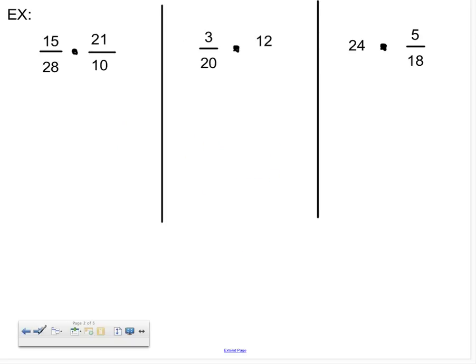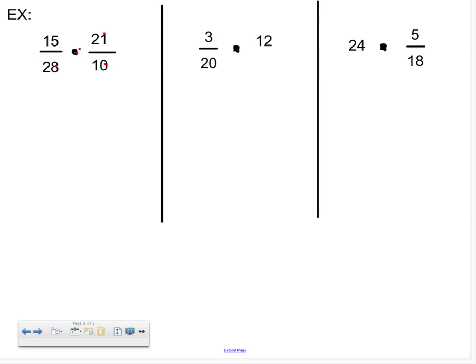So the first fraction set here, 15 over 28 times 21 over 10. Now, once you're done canceling, all you have to do is multiply the top numbers together and then multiply the bottom numbers together. And theoretically, you could do that anytime you want. I could do 15 times 21 and get my top number, 28 times 10 and get my bottom number. And that will get me my answer, but I'd have two really big numbers that I then have to simplify, because I want my answer in the simplest form.